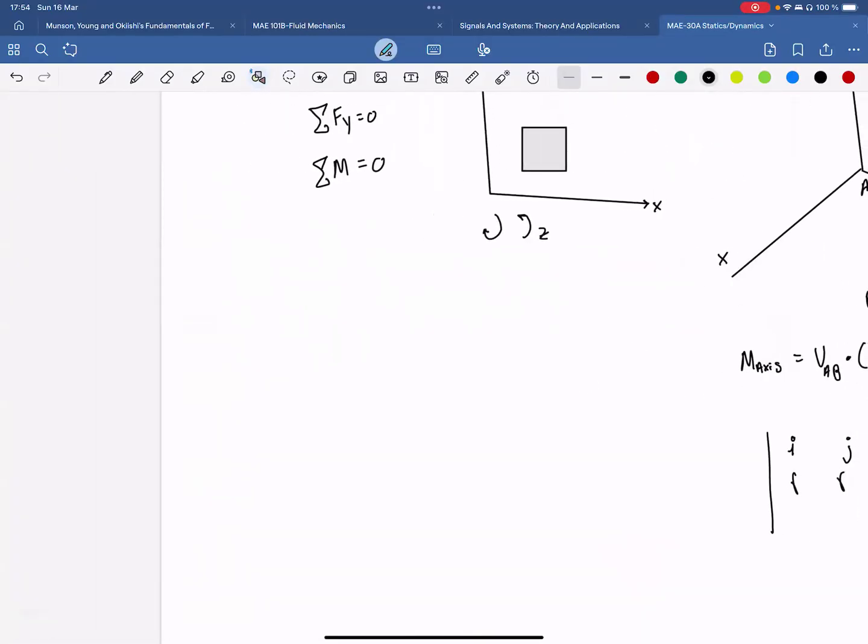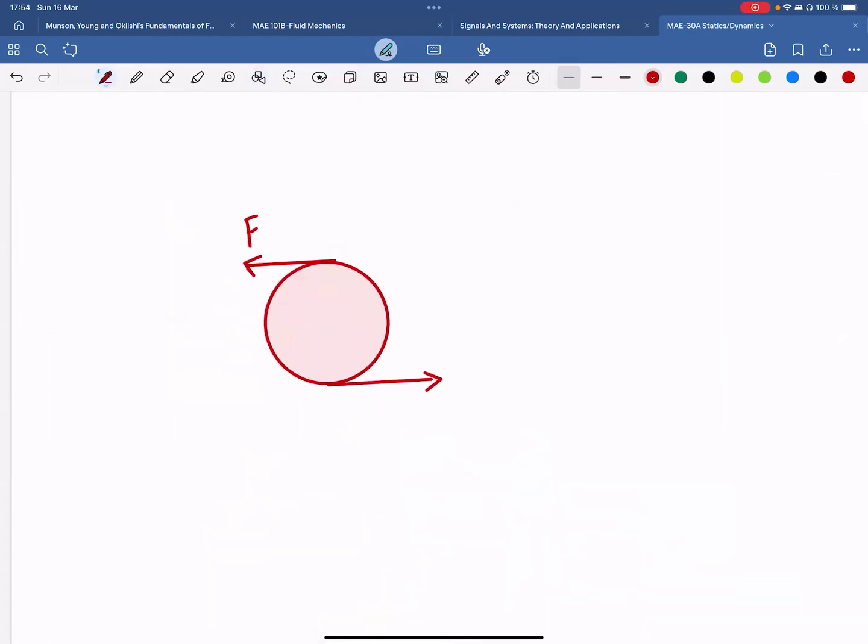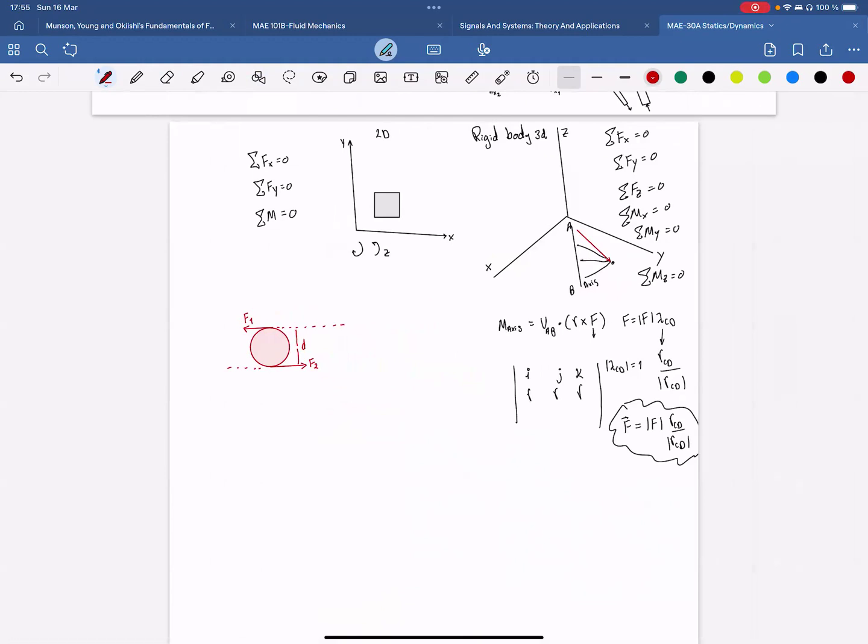So as I just proved for a rigid body, let's say we have a rigid body, right? I'll rather use the example of a bike. Let's assume this is a bike, right? So we have force F1 and we have force F2. They both are acting at a distance D from each other, but they both are acting on the rigid body.